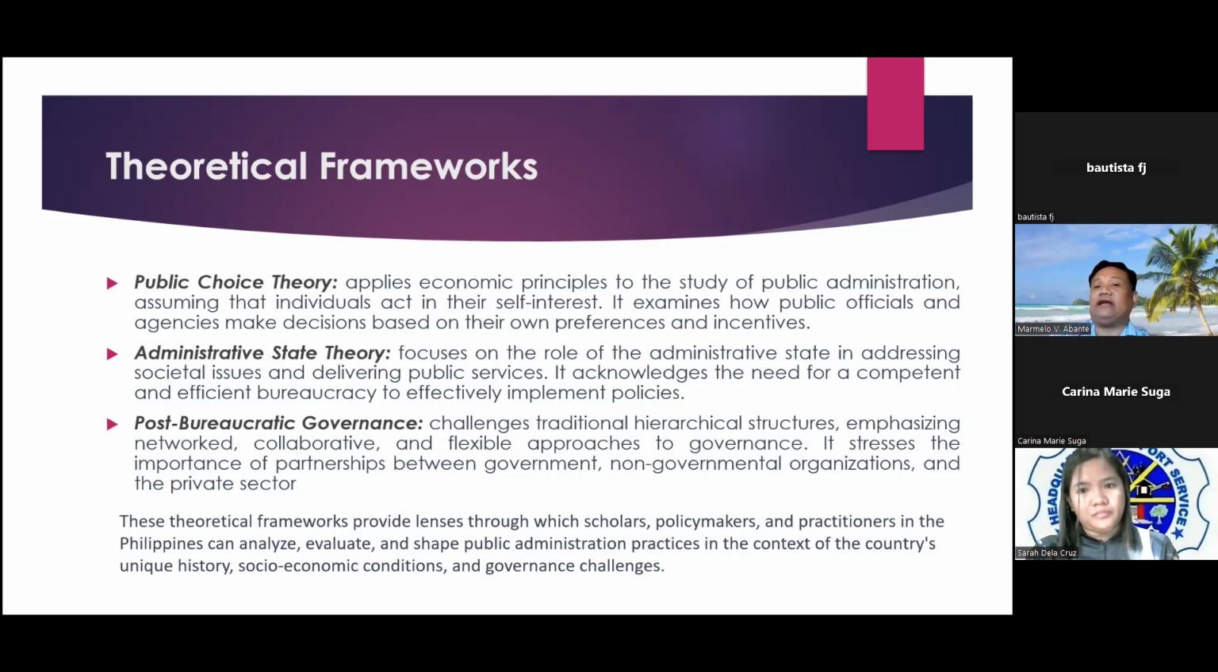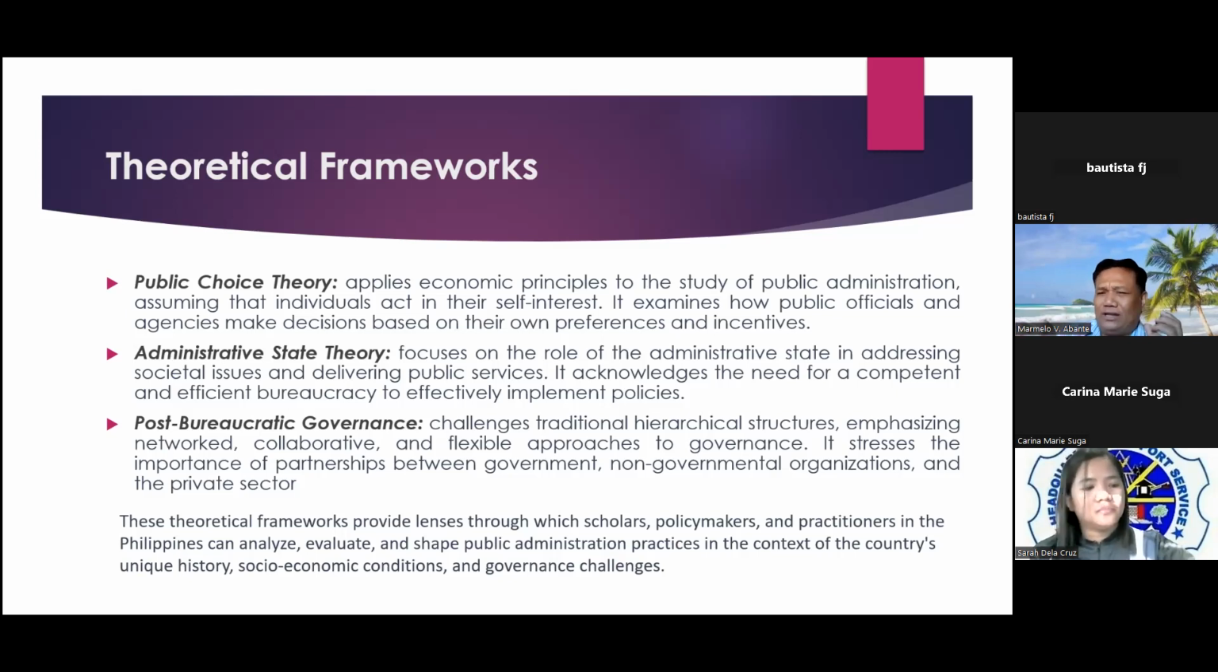Firstly, the historical evolution of public administration traces its roots back to ancient civilizations such as the Roman Empire and ancient China, where organized systems of governance and administrative functions emerged. Over time, these principles were refined and adapted to the changing needs of societies.